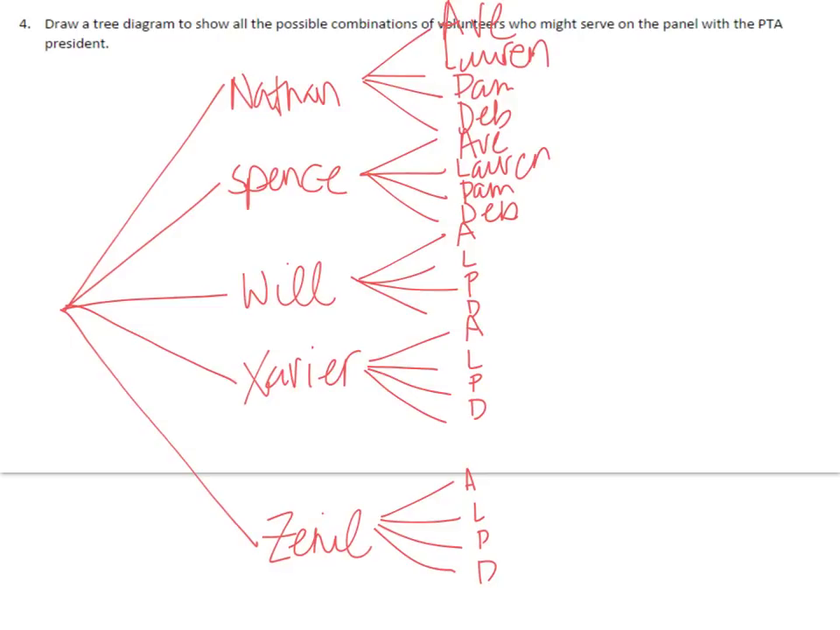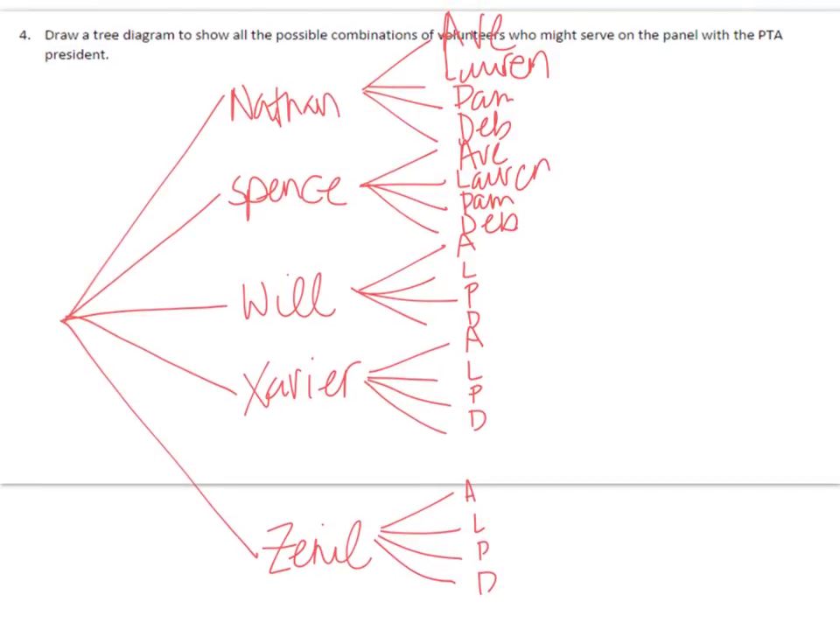Now don't forget you need to include the probability for each branch. What is the probability that Nathan will be selected when the principal spins the spinner? There are 5 possible outcomes for that spinner, so each boy has a 1 out of 5 chance, 1/5, or 20%, 0.2. So Spence is 1 out of 5, Will is 1 out of 5, Xavier is 1 out of 5, and Zenal is 1 out of 5 as well.